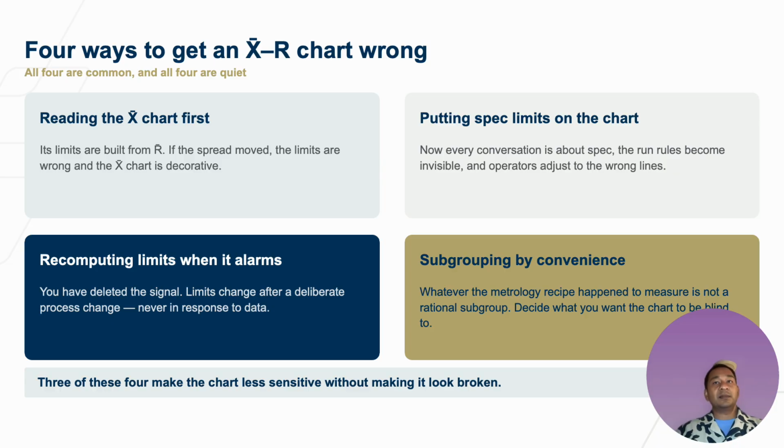Recomputing limits when it alarms. You have deleted the signal. Limits change after a deliberate process change, never in response to data you did not like. Subgrouping by convenience. Whatever the metrology recipe happens to measure is not a rational subgroup. It is a default that someone chose for throughput reasons.